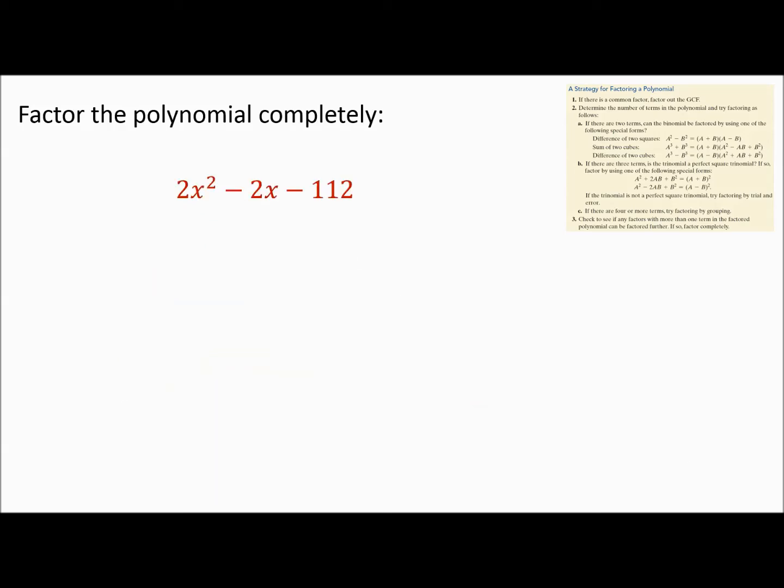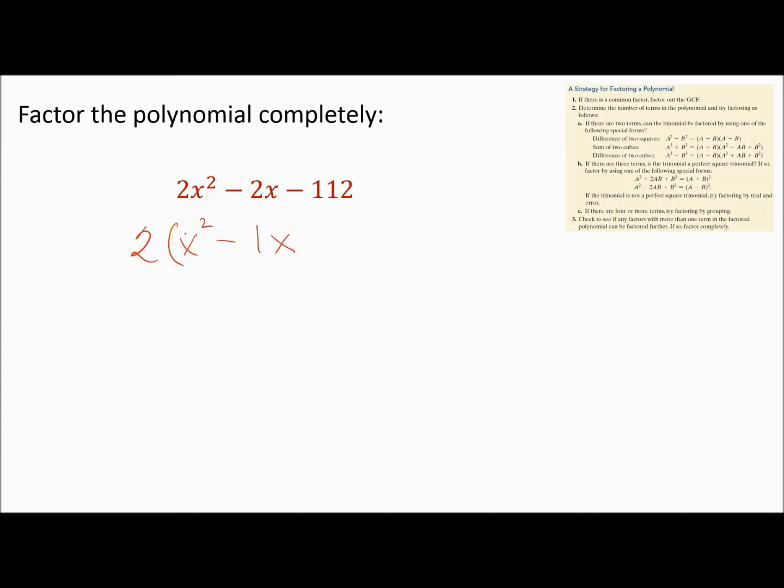Okay, let's go down the steps. Is there a greatest common factor? So I see a 2, and 112, and what I know about that is 2 divides into all of those. So 2 divides into 2 one time. So the x squared just comes down. It's like a 1x squared. 2 goes into this 2 one time. So it's like I'm pulling down a minus 1x.